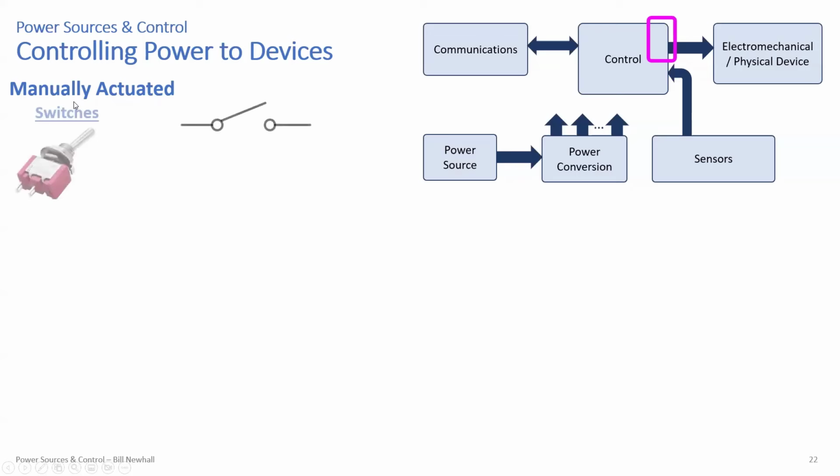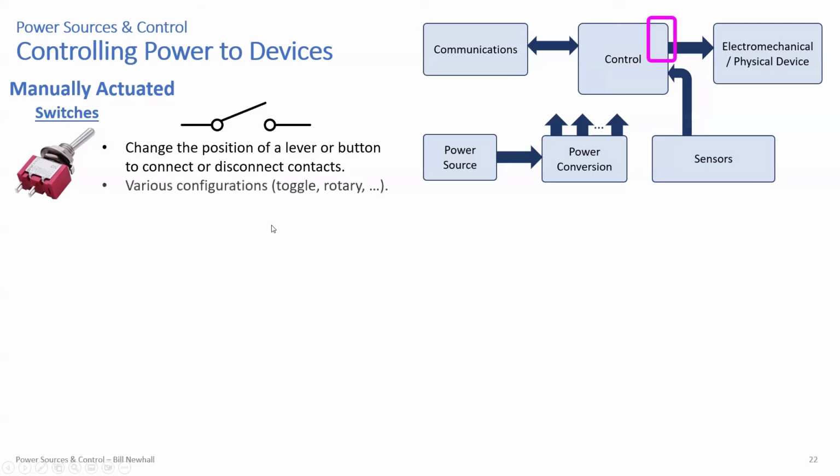One of those ways is just a manually actuated switch, right? So you change the position of a lever or a button to connect or disconnect contacts within that switch. And there are various configurations of switches. So you have toggle switches, rotary switches, etc. We'll talk a little bit about those and how to describe those switches that maybe you want to control a load in a certain way. So those are manually actuated devices.